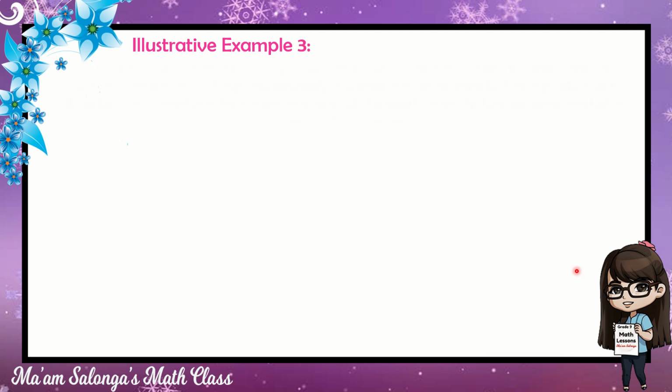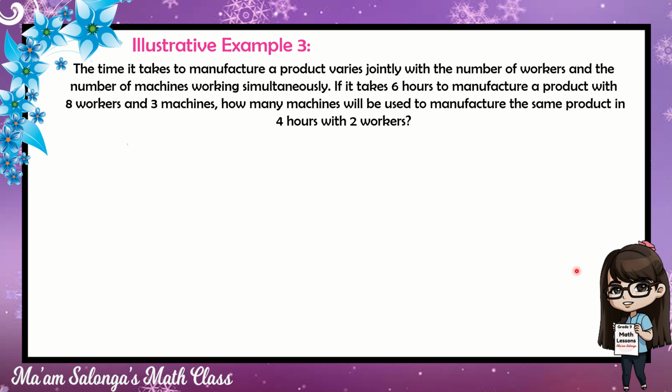Next example. The time it takes to manufacture a product varies jointly with the number of workers and the number of machines working simultaneously. If it takes 6 hours to manufacture a product with 8 workers and 3 machines, how many machines will be used to manufacture the same product in 4 hours with 2 workers? So, alamin muna kung ano ang mga quantities that varies jointly. That is the time, the number of workers, and the number of machines.